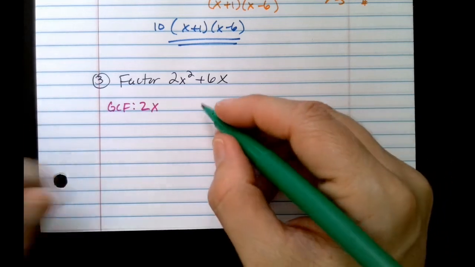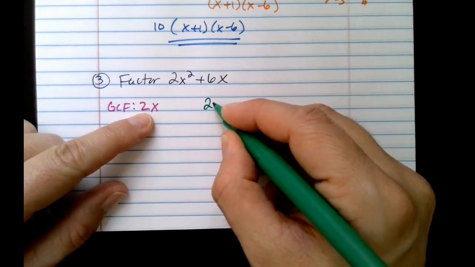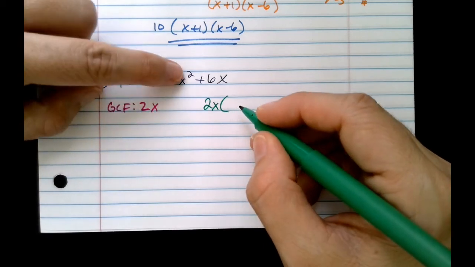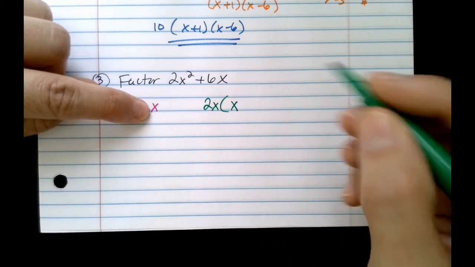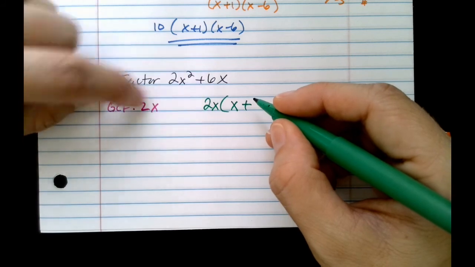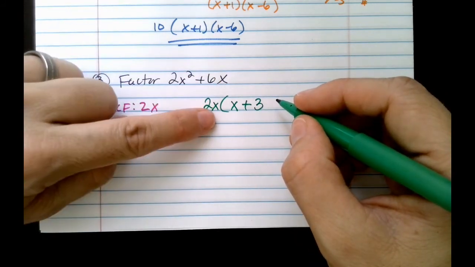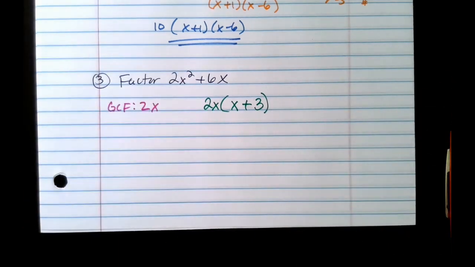Now let's rewrite it. So the GCF is 2x. So now let's divide. 2 divided by 2 is 1. If I have 2 x's and I take 1 out, I have 1 left. 6 divided by 2 is 3. And it has 1x, but I factored it out, see? So it's no longer there.